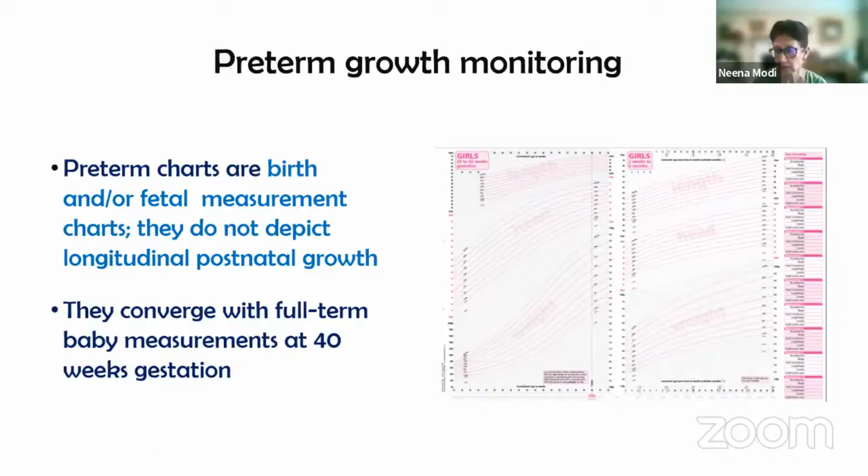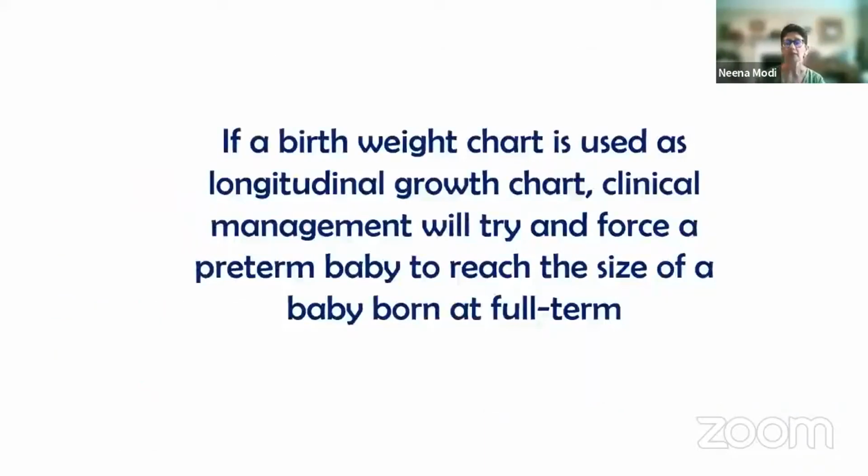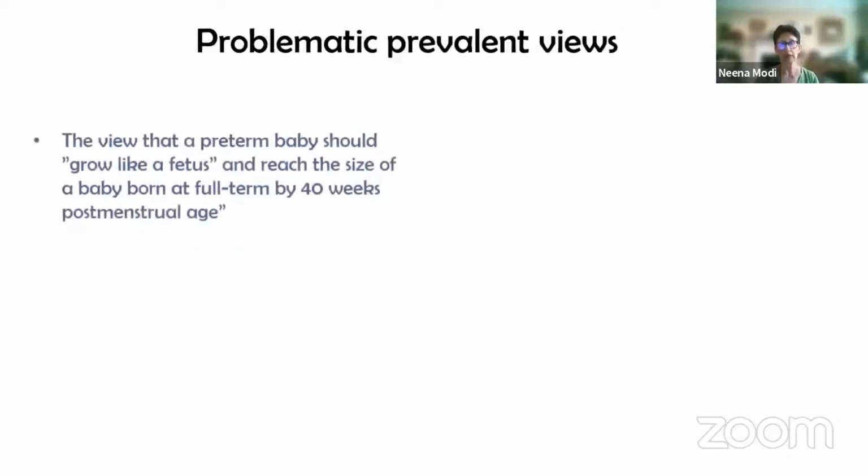And the Fenton charts are equivalent. I don't know what charts you use in India, but it would be very good to know which charts you use and how they were constructed. But if a birth weight chart is used as a longitudinal growth chart, and you follow that chart, then you will try and force a preterm baby to reach the weight of a baby born at full term by 40 weeks post-menstrual age. And this presents some very problematic issues. So let's go through these one by one.